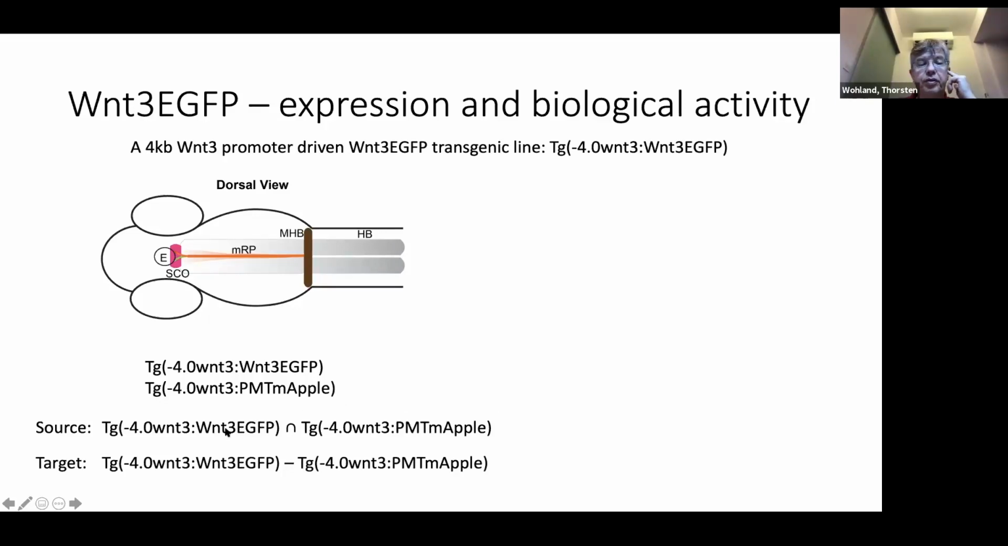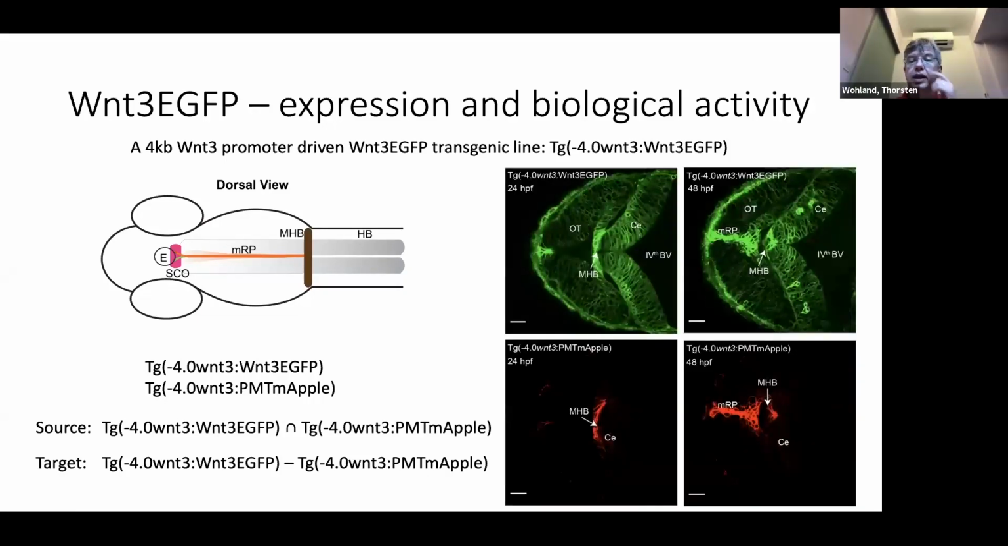So if you think about that, all cells that carry Wnt3 EGFP and PMTmApple are the cells that express Wnt3, and all the cells which contain only Wnt3 but no PMTmApple are the target cells. That's where Wnt3 moves to. And that's what you actually see here.